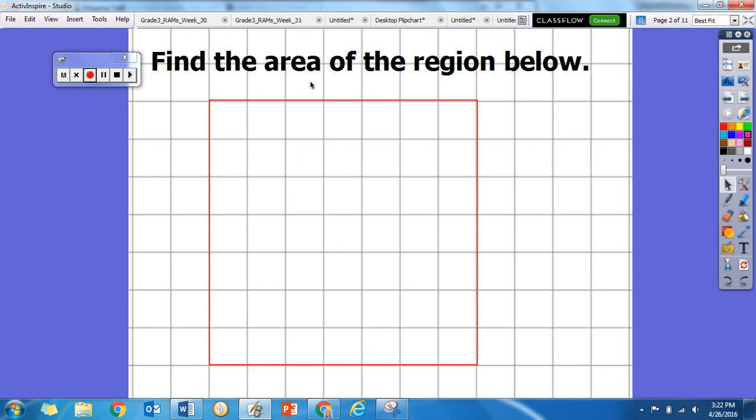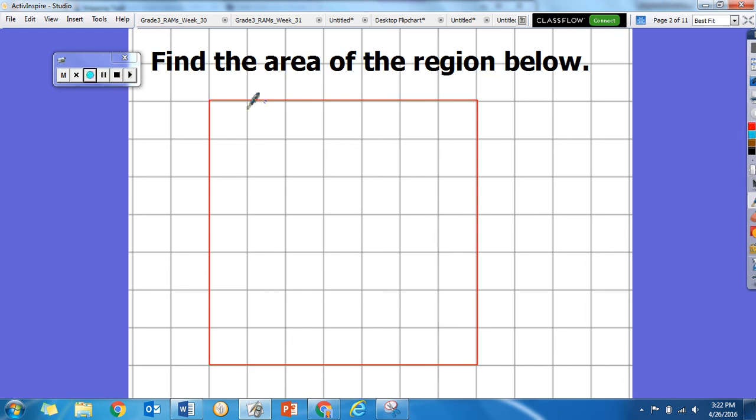But first, let's do a quick review of how to find the area of a region that you can see inside of the region. So it says find the area of the region below. And we know the area is what is inside of an object. It's all of the space inside of an object.